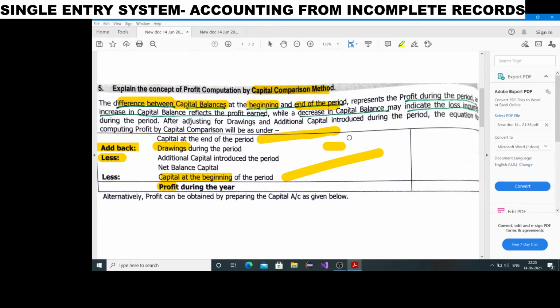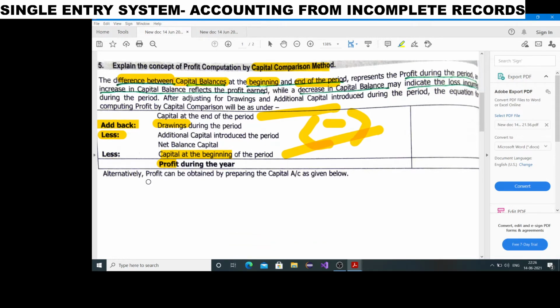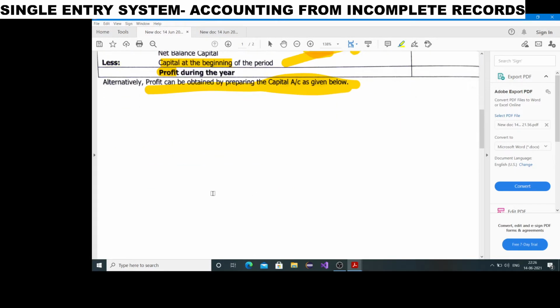For example, I'll just write here, we take the difference of opening capital and closing capital and find the difference. We find the profit during the year. And yeah, alternatively you can prepare it using the capital account, right?